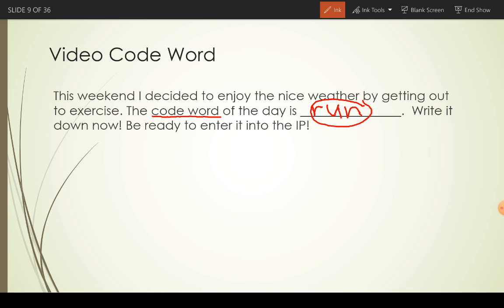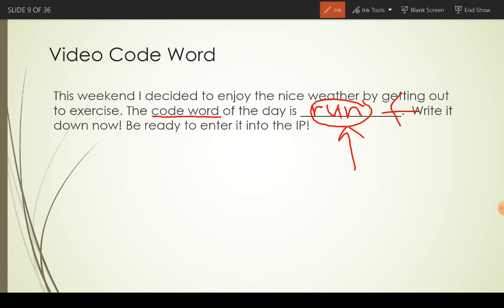So when you go to complete your IP, I'm going to ask you, what is the code word for today? And all you're going to type is this word run right here. This tells me that you watched the video and that you didn't skim through it.